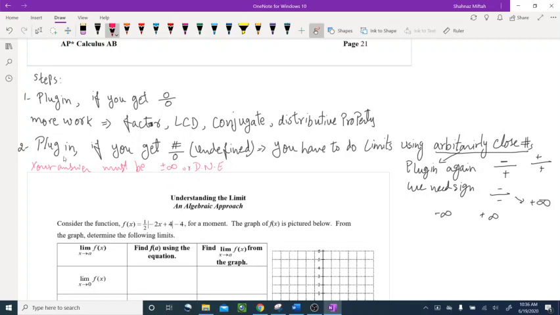Okay, so let's repeat this again. First step, you plug in the number. If you get 0 over 0, you need more work. What is that more work? All of these things: factor, least common denominator, conjugate, distributive property. Second, if we don't get 0 over 0, we get a number over 0, which means undefined. Then you have to do limits using arbitrarily close numbers. So you're going to pick arbitrarily close numbers and plug them in again. This time when you plug it in, I'm interested in signs. We need signs. We do not need numbers, okay? Because our answer must be positive or negative infinity.